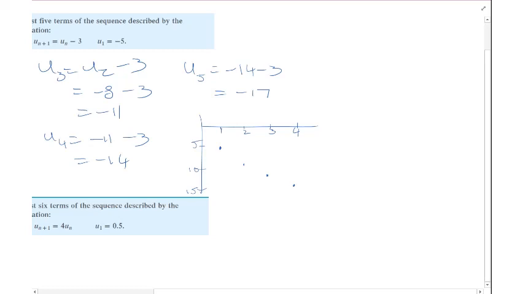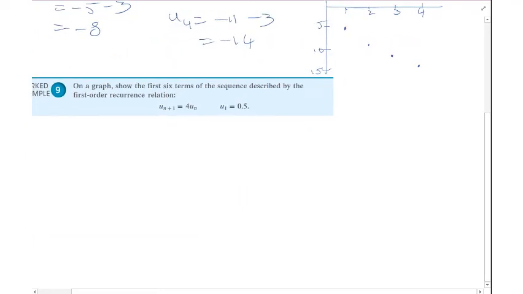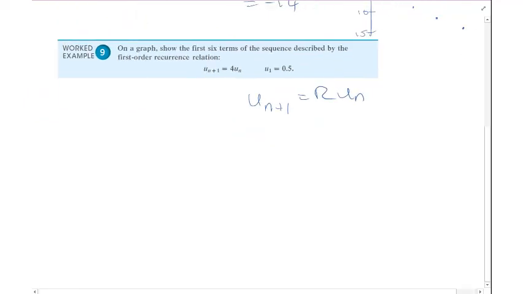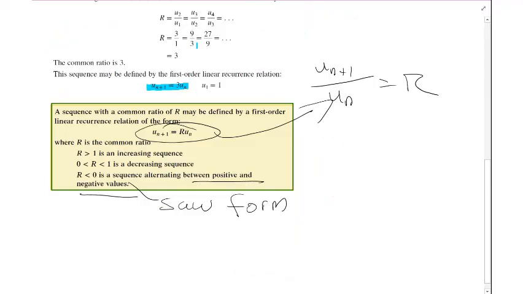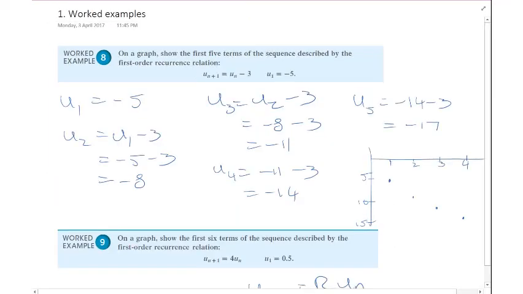Okay, and I'm just going to skip the fifth one for now, but you'll get a straight line. So this is an example where we're looking at U(n+1) equals r times U(n). It's in that form, so it's the common ratio one. It's this style here.